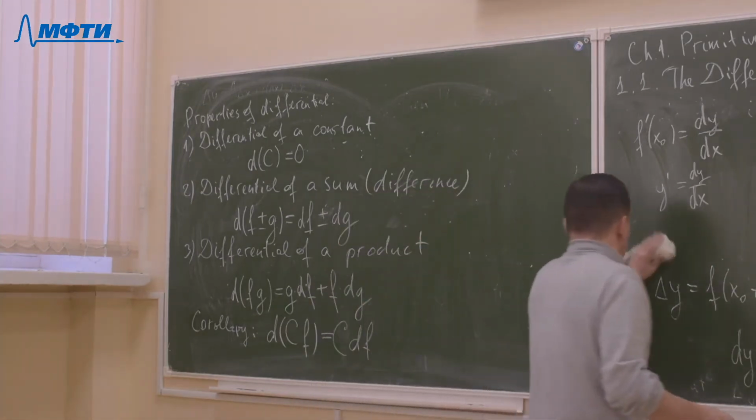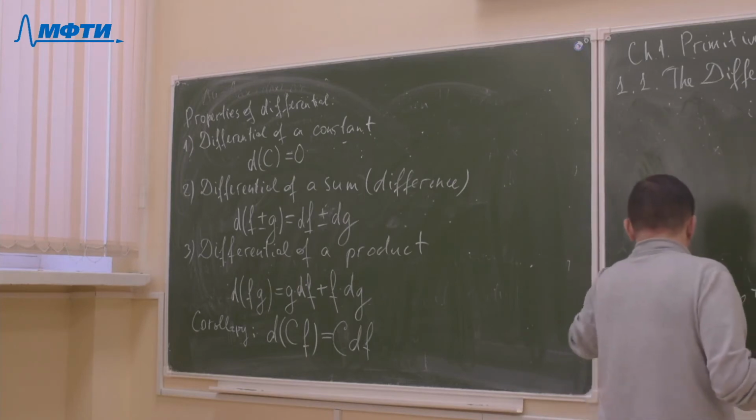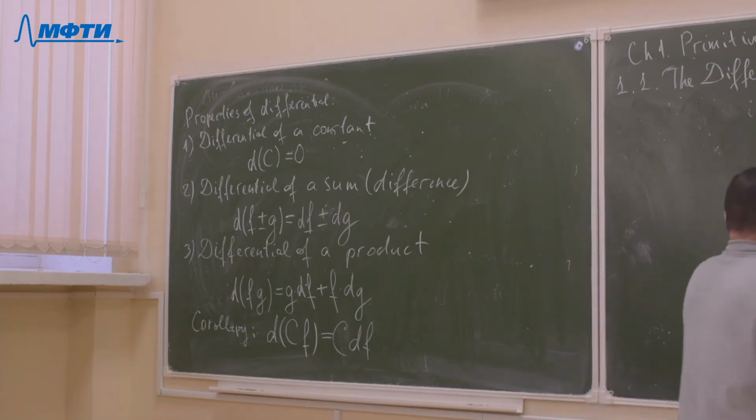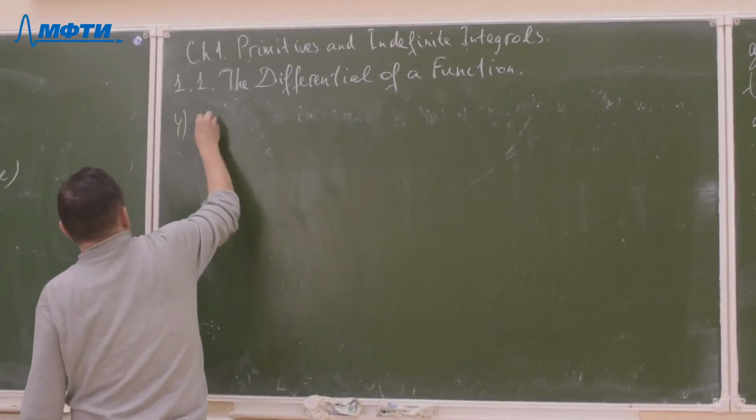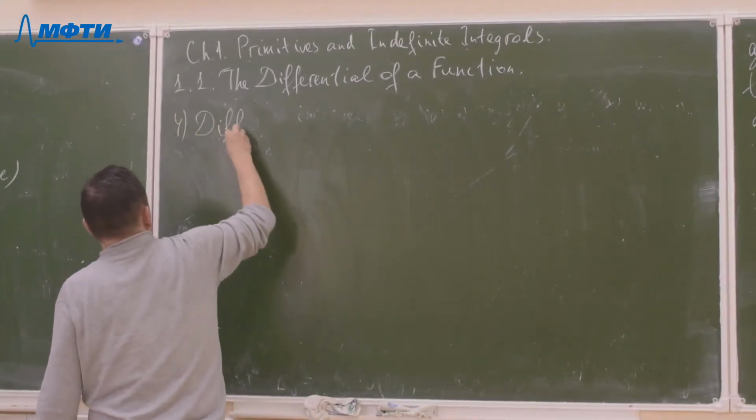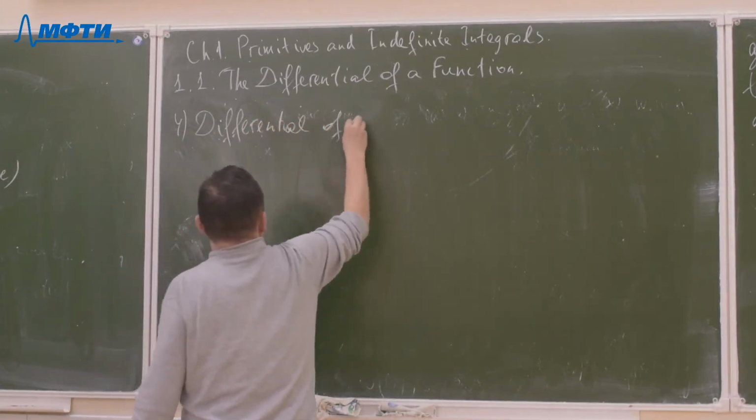And the last property of this kind is the differential of a ratio. Fourth, differential of a ratio.